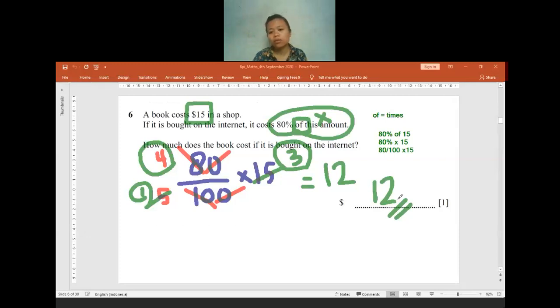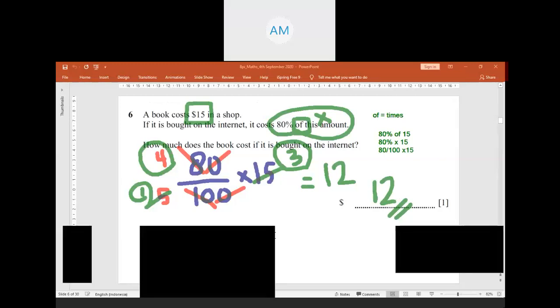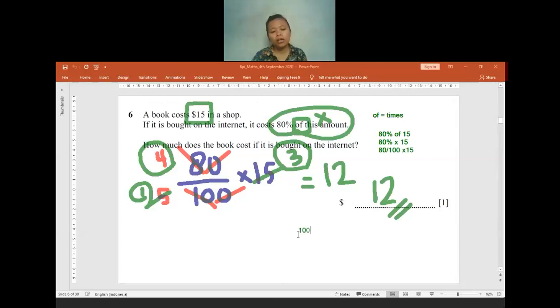If you do the other way, 15 divided by 100 becomes 0.15, right? And then times it by 80. Okay, it's okay if you want to do it like this: the original one is 100%. 100% is $15. If you want to find 1% first, everything I need to divide by 100. So 15 I divide by 100, it will be 15 per 100. Now the question is asking for 80%, so everything I will times by 80. So it will be 15 per 100 times 80.